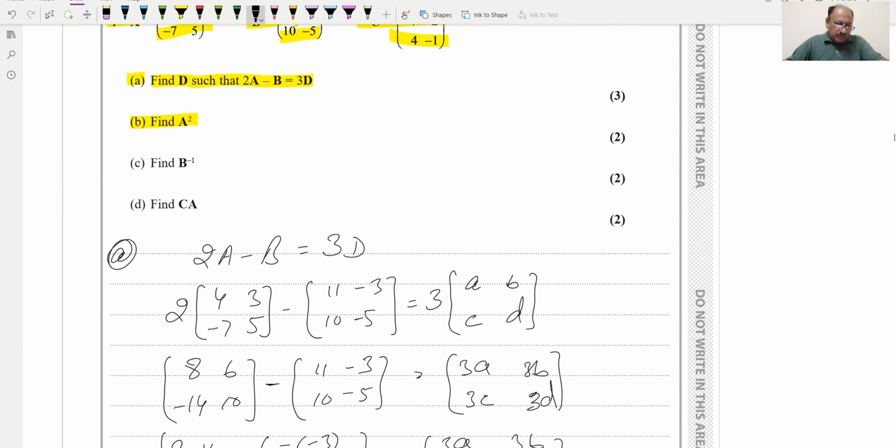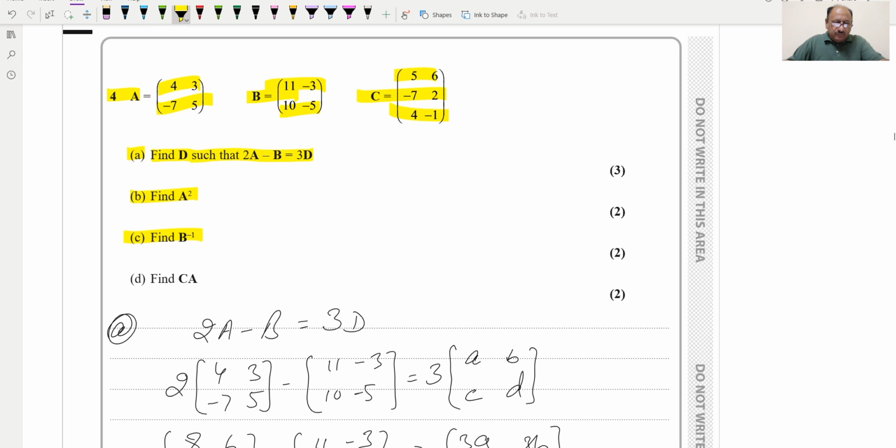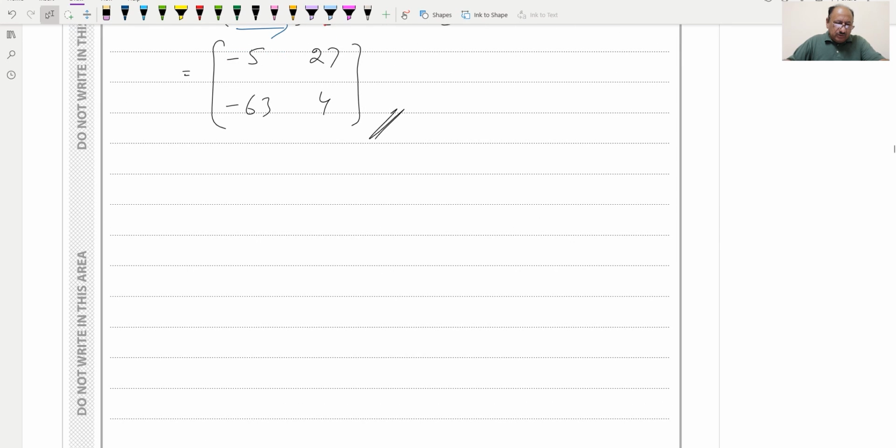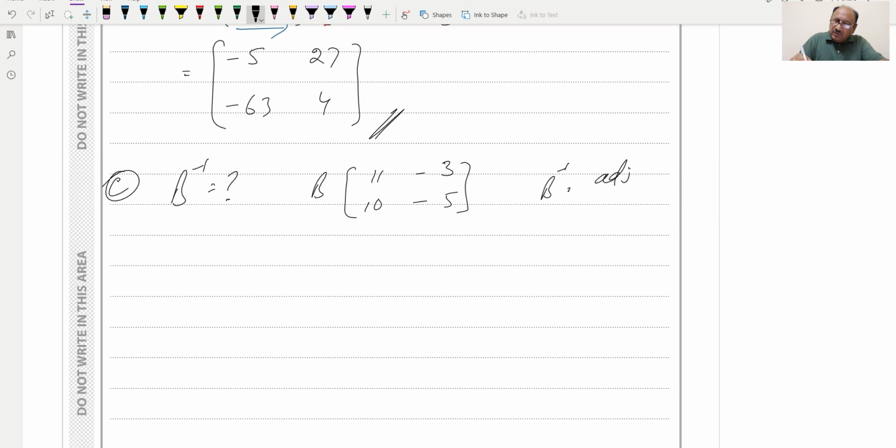Now the C part says inverse of B, and for the inverse of B we need to find the adjoint of B over mod B. B is 11, minus 3, 10 and minus 5. We need to find B inverse, and to find it we will be using B, which is given as 11, 10, minus 3 and minus 5. We will write B inverse is equal to adjoint of B over mod B.